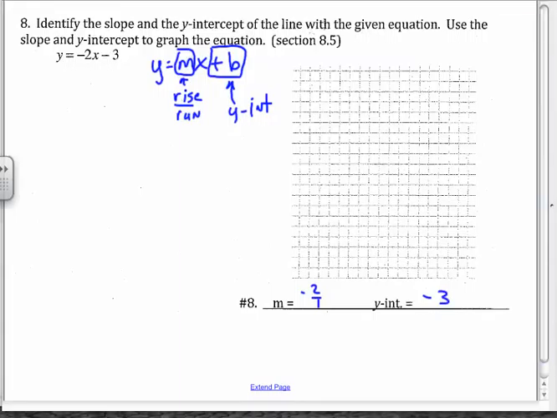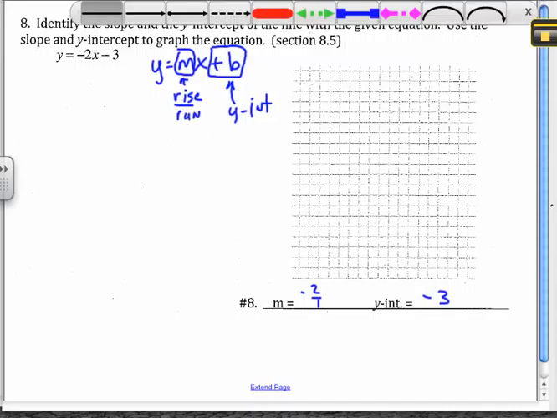Let me get us some nice lines here. Okay? Let's see. How about we'll use that, and okay. Let's go like this. Maybe here and say here. Okay? Now, I know that the y-intercept is negative 3. So 1, 2, negative 3. That's going to go right there.